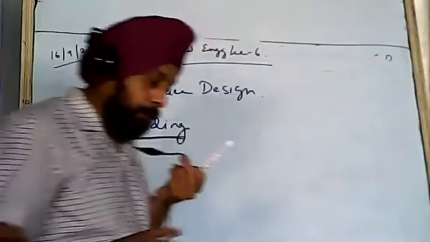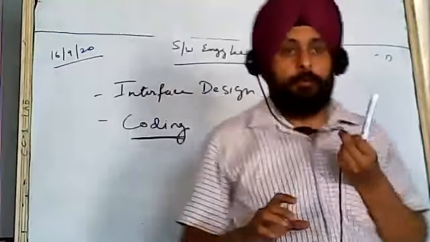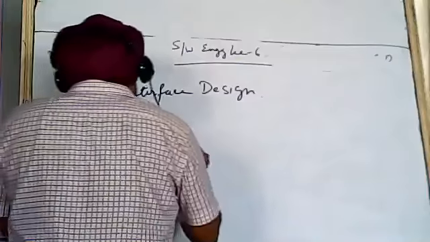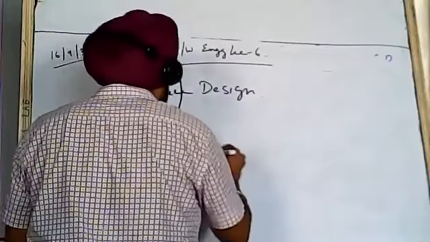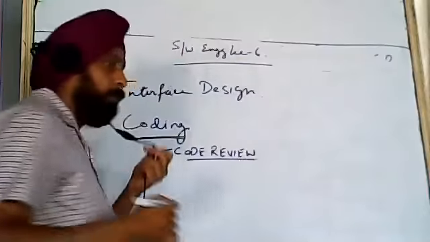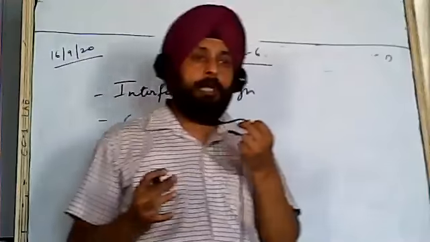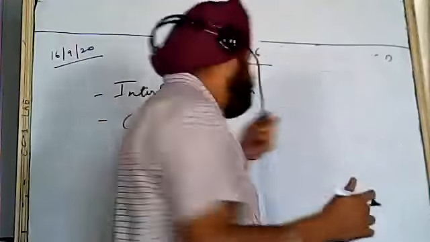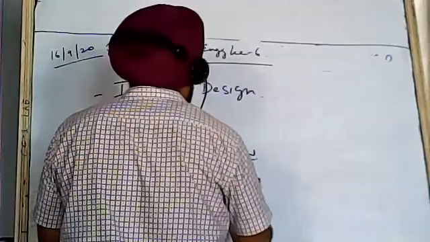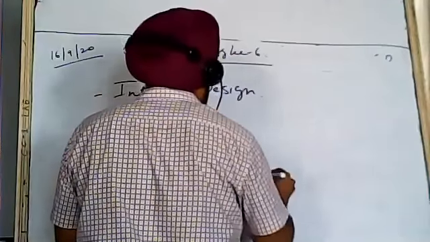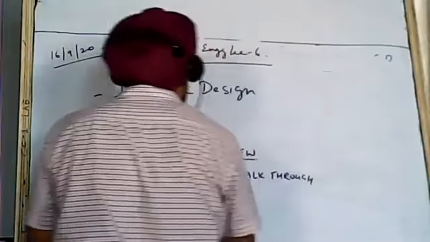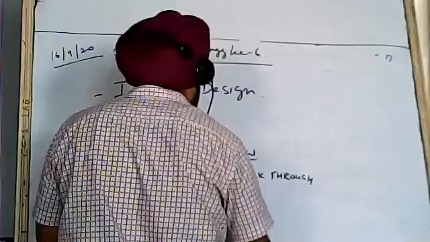After writing the code, we have to review the code. That is, code review is done. So code review can be done with two methods. One is code walkthrough, and second is code inspection.